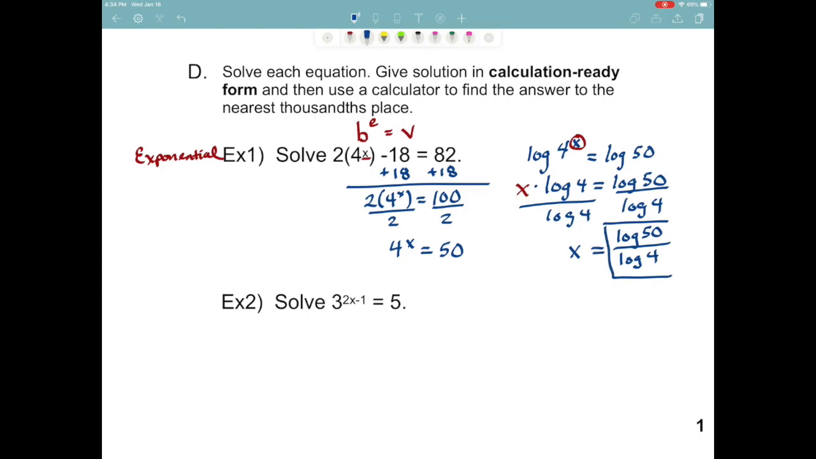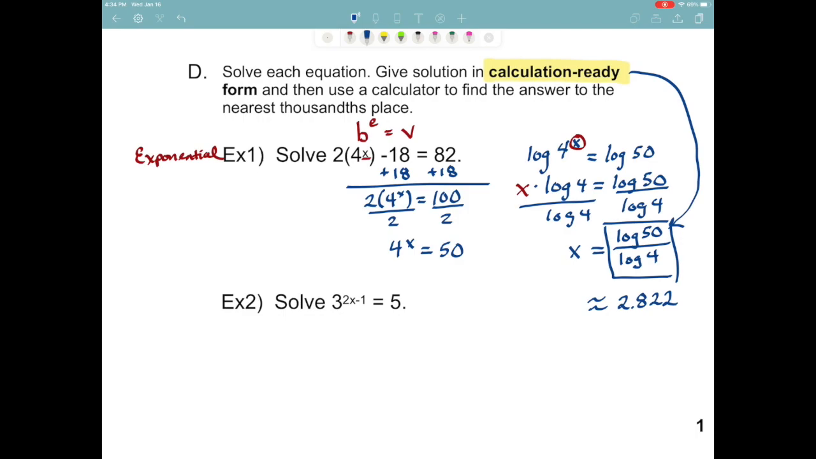This right here is what we would consider to be our calculation ready form. So this is our calculation ready form. We can then take that and put it into the calculator to get our decimal approximation. And when we do that with this problem, we should end up with, I think, approximately 2.822.